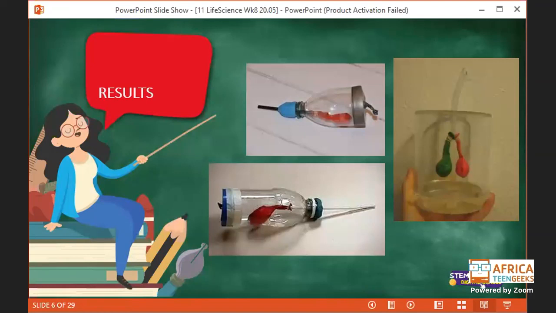Remember we said that the model we were supposed to make in practical 3 was supposed to look something like this. We have one balloon. This one has 2 balloons, but that was not according to the instructions that we read yesterday.